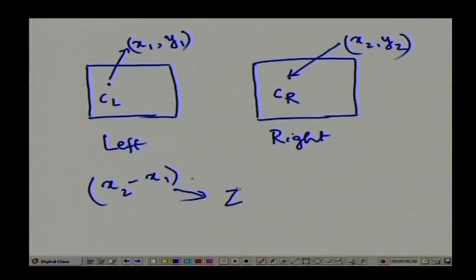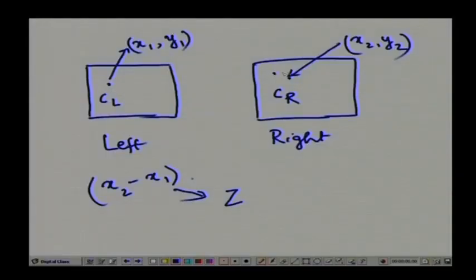Now, what about the complexity of this search operation? So, I identify a particular point C L in the left image, then a corresponding point C R in the right image may appear anywhere in the right image. So, if I have images whose dimensions are of order n by n, that means I have n rows and n columns, then for every point in the left image, I have to search n square points in the right image.